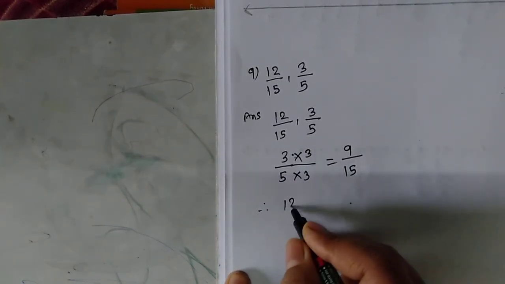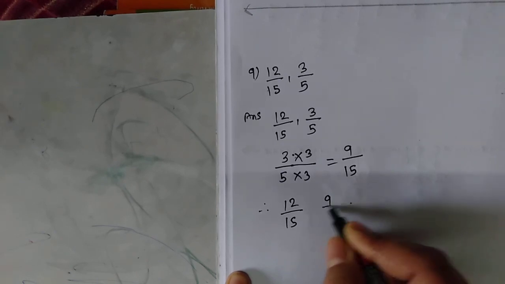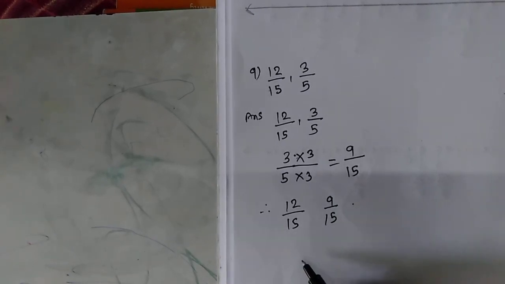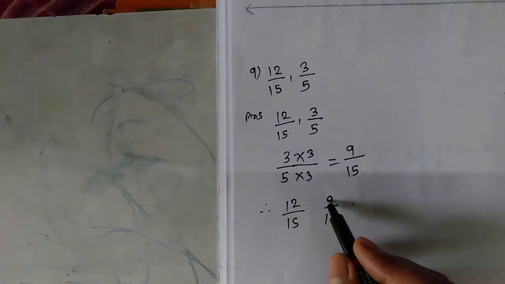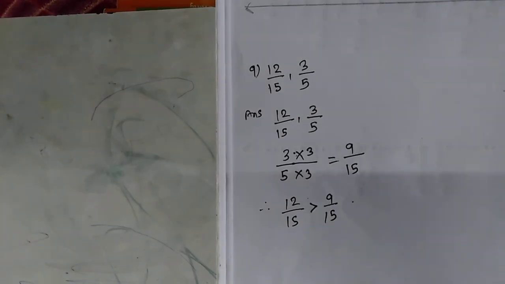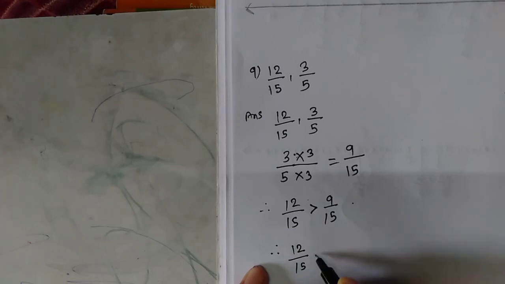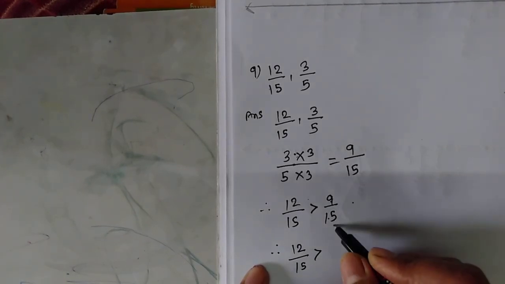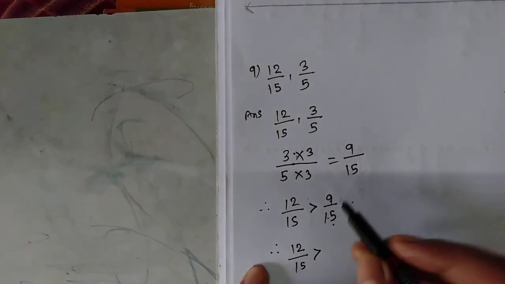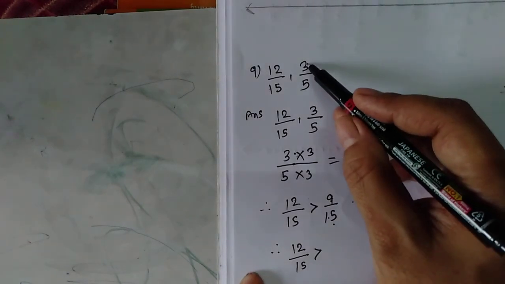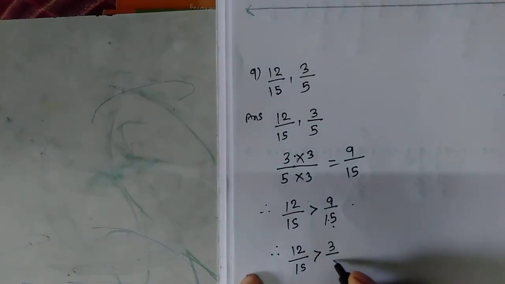So therefore 12 upon 15 and 9 upon 15. Which one is greater? 12 is greater than 9. So therefore 12 upon 15 is greater than, write down the original rational number, you can say that 3 upon 5.